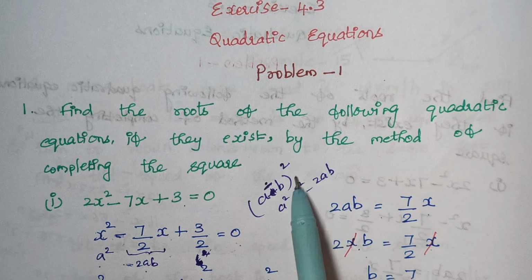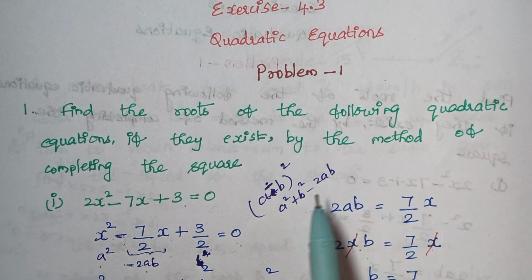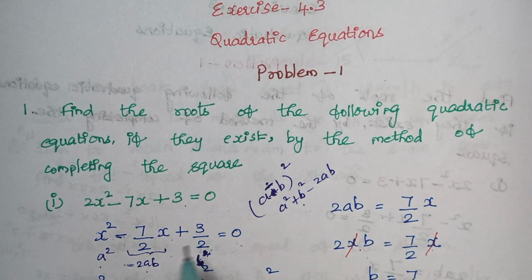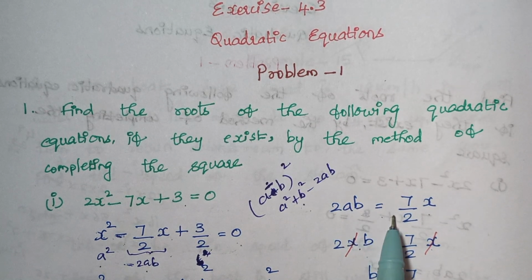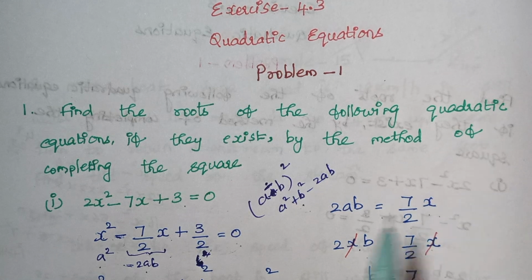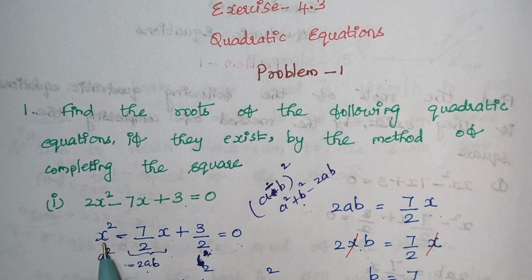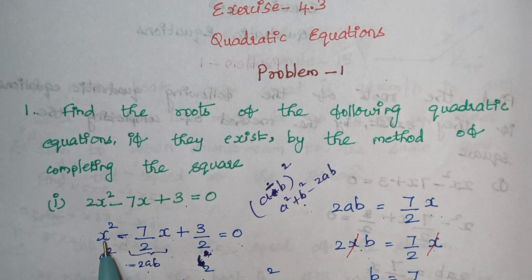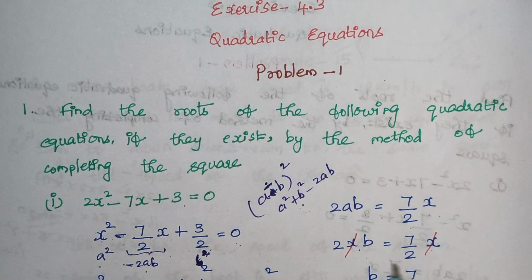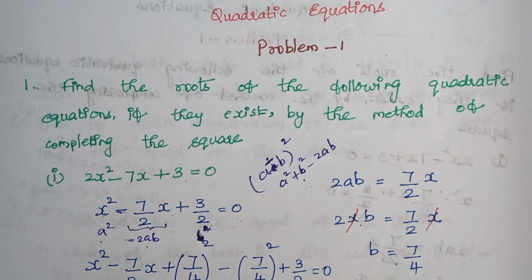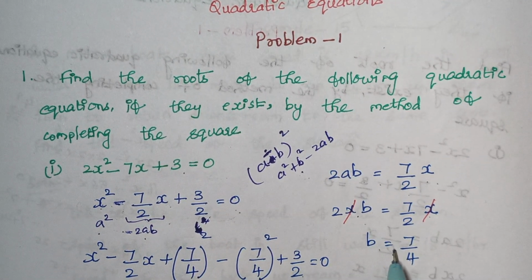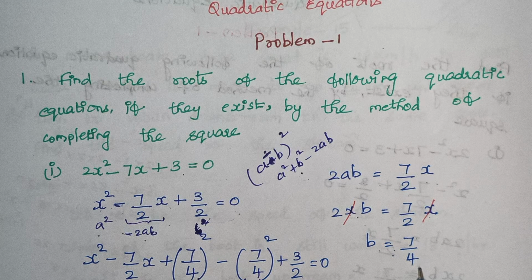So now I am going to find the value of b, and I have to add this b square to this equation. So you see 2ab is equal to 7 by 2x, and what is the value of a according to this equation? The value of a is nothing but x. So here in this equation the x and x cancel each other, and finally the value of b is equal to 7 by 4.